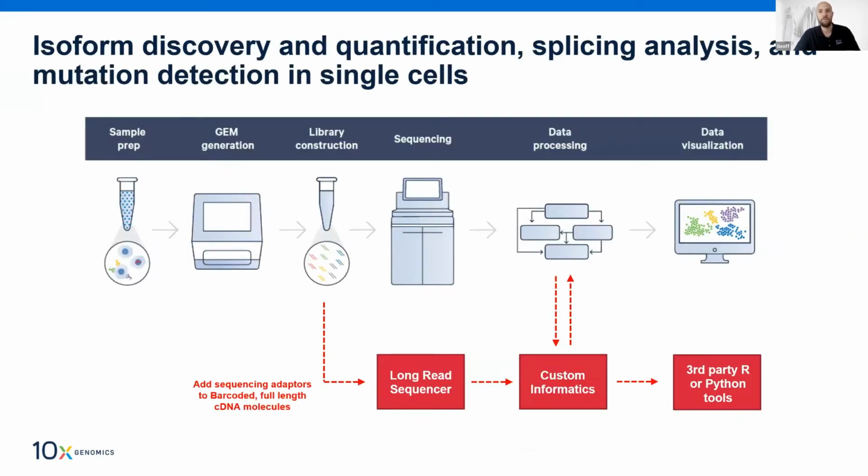Here's a very high-level overview of the workflow that would be required. Matt will definitely cover this in more detail, but along the top in blue is the standard workflow. Then down the bottom in red is what you need to access full-length transcripts. Basically, you take an aliquot of the sample at the cDNA stage, and rather than fragment the molecules, you simply add sequencing adapters to them and then load them onto your long-read sequencer. There's some custom informatics that are then required, but again, Matt will walk through this solution.